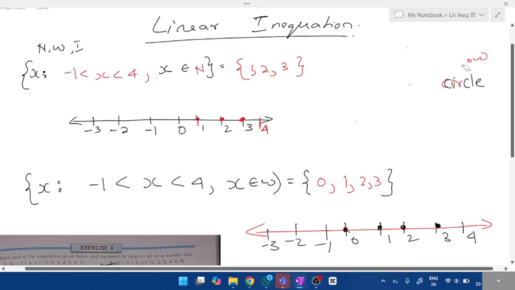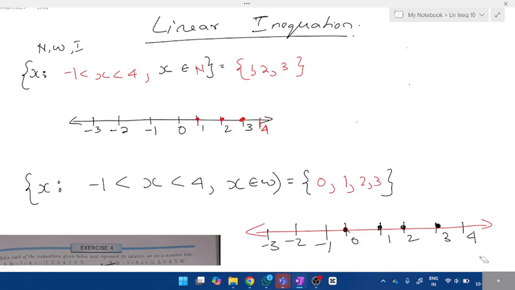Completed? Yes, sir. Okay, natural number, whole number. So I'll tell you how to plot it. Even for integers, it's the same thing. We'll have negatives. We have to plot a few negative numbers.